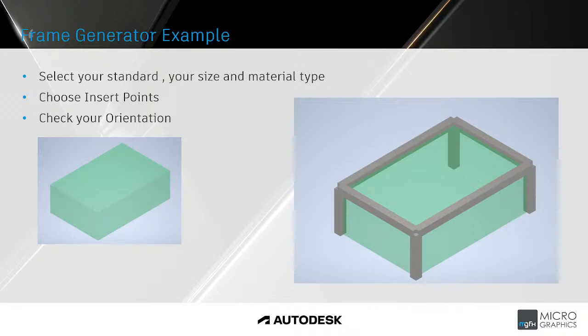So I've created a small block, and you select your standard, your size, your material type, and then you select your insert points and make sure it is in the correct orientation. So when you insert your frame, just make sure it's in the correct orientation. And then you can say generate, and it automatically generates a frame for you. And then you can actually go into your browser and you can hide the block that I've created. So then you've got your single standing frame over there.